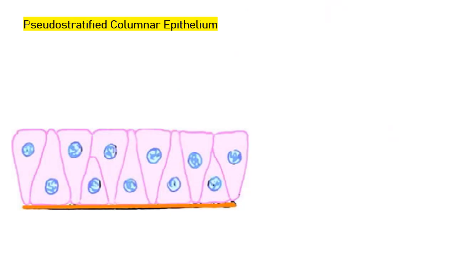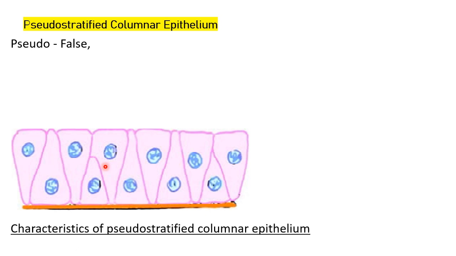Then let's look at pseudostratified columnar epithelium. Pseudo means false, so it means false stratified columnar epithelium. It is a type of epithelium that, as you can see from this diagram, looks stratified, meaning it looks like it has many layers, but it's actually one layer.